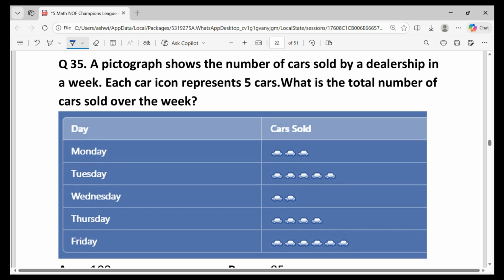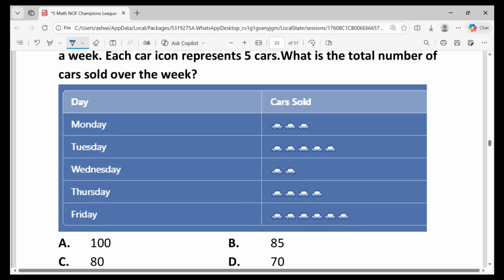Question 35. A pictograph shows the number of cars sold by a dealership in a week. Each car icon represents 5 cars. What is the total number of cars sold over the week? Total number of cars sold over the week will be the sum of cars sold on each day of the week. So on Monday, the number of cars sold will be 3 into 5, that is 15.